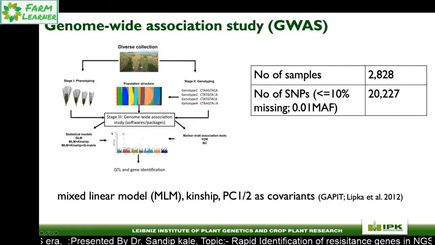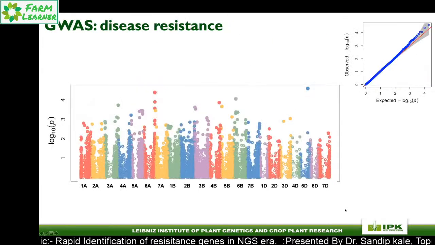There are different models available for doing this, like generalized linear model, mixed linear model, and so on and so forth. So we used this mixed linear model, which also corrects for the population structure. And then we did the GWAS using GAPIT software. And yeah, the result of GWAS can be visualized using this Manhattan plot. And you can see these are again the 21 chromosomes from my species.